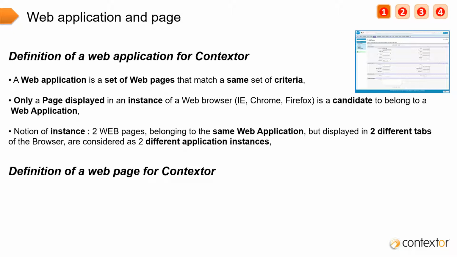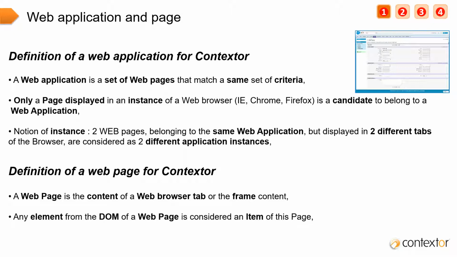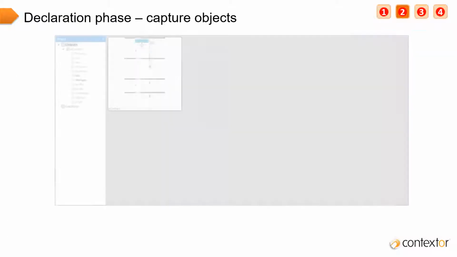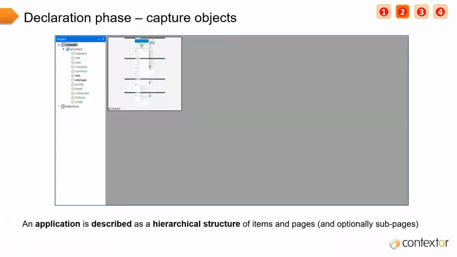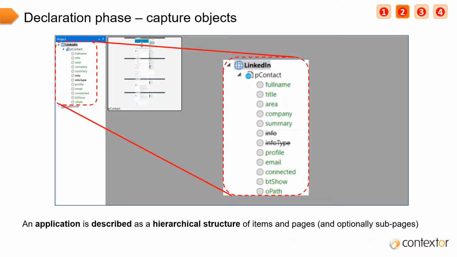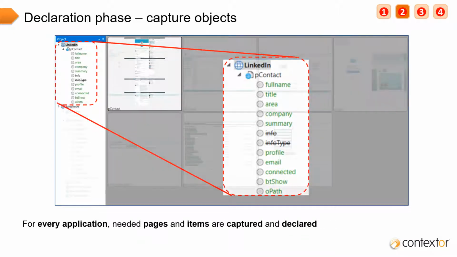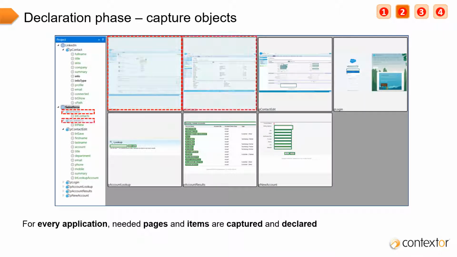Definition of a web page for Contextor. A web page is the content of a web browser tab or the frame content. Any element from the DOM of a web page is considered an item of this page. The DOM of a web page does not contain its frame's DOM. In the studio, an application is described as a hierarchical structure of items and pages, and optionally subpages. For every application, needed pages and items are successively declared in the studio.